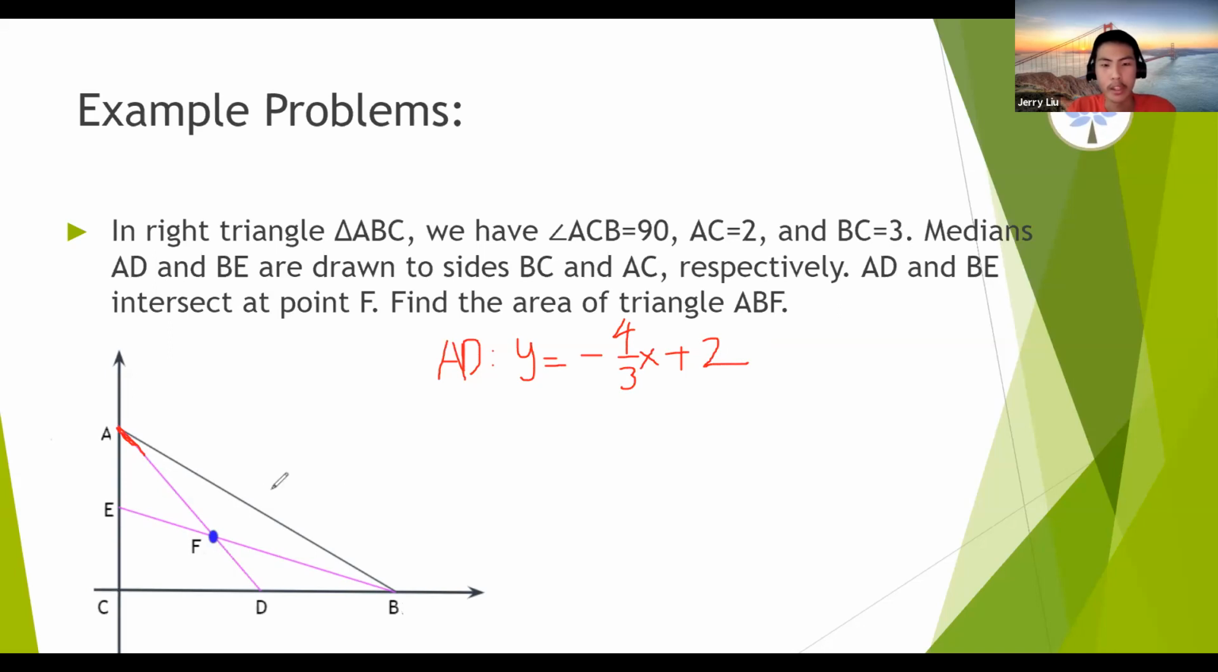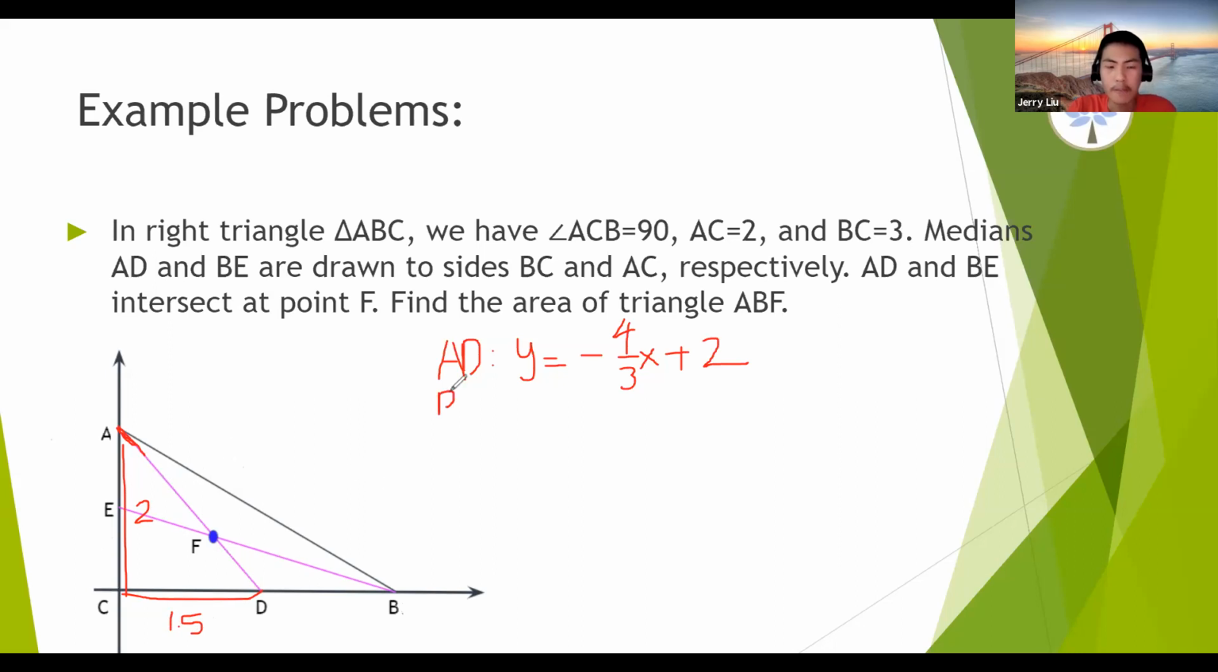And we know that the x-intercept is 1.5. So we know that while the y value goes down by 2, the x value goes right by 1.5. So our slope is -2 divided by 1.5, which is the same thing as -4 divided by 3.